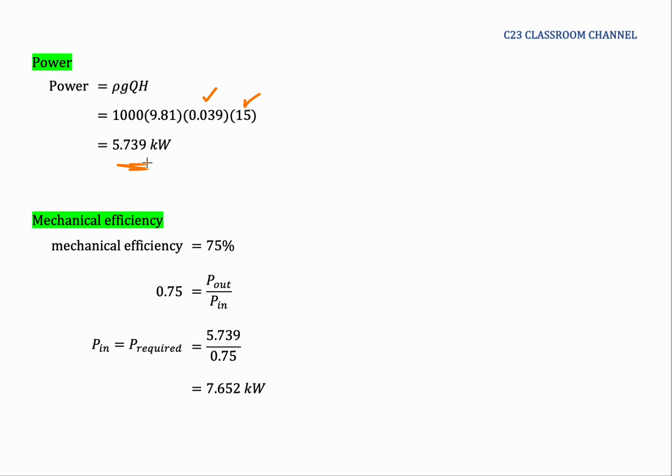And then from the question, we need to calculate the power required if the mechanical efficiency is 75%. So we can do the calculation like this, and then we found that the power required is 7.652 kilowatt.